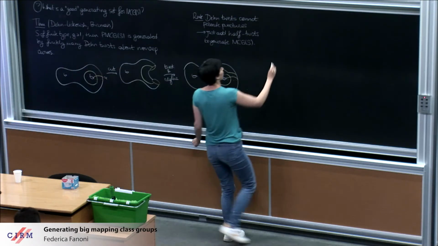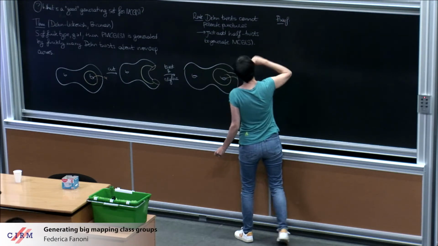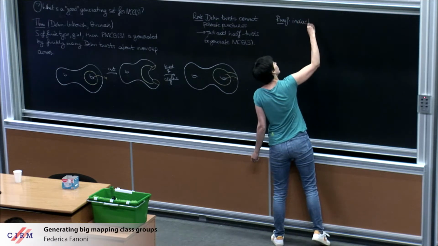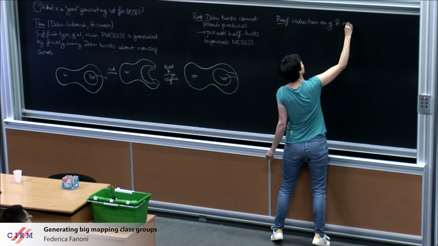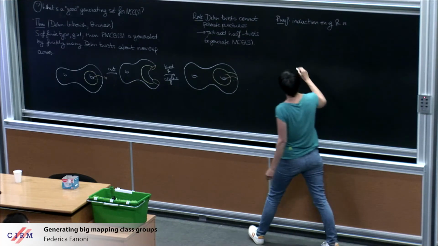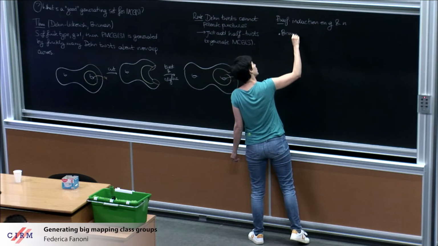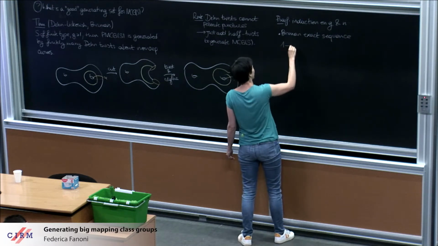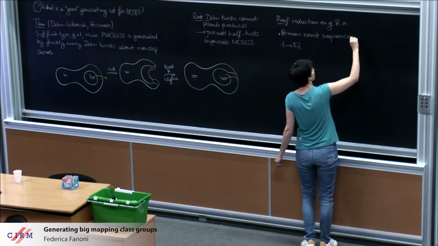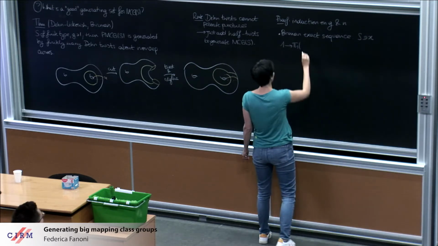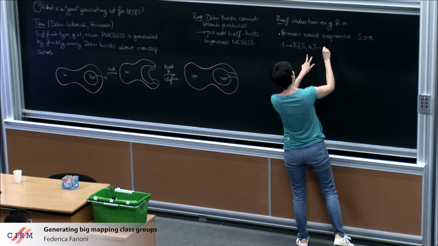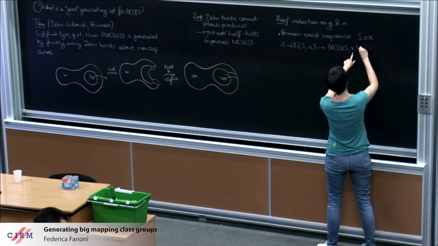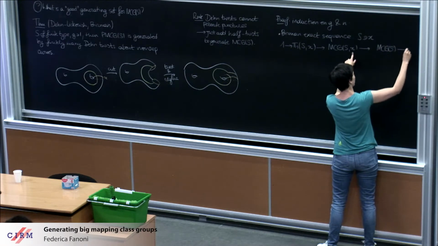Okay, so what is the idea of the proof? The proof goes by induction on the genus g and the number of punctures n. To do the induction on n, what we use is what is called the Birman exact sequence, which tells you that if I take a surface and pick a point on it, I look at the fundamental group of the surface based at this point. I can map this into the mapping class group of the surface where I fix this point, and this surjects onto the mapping class group of the surface.